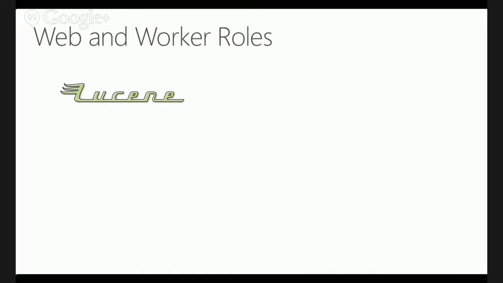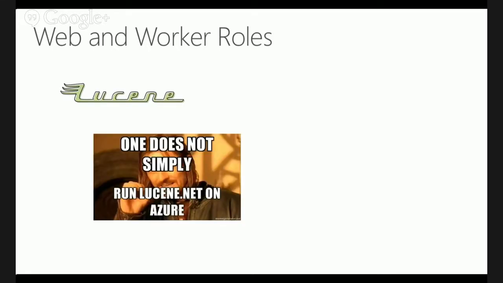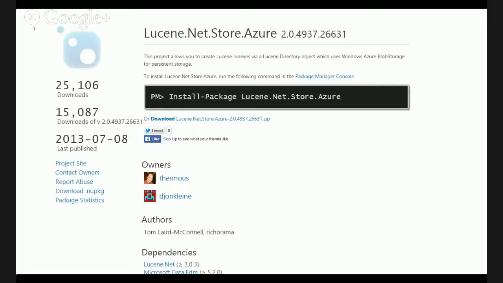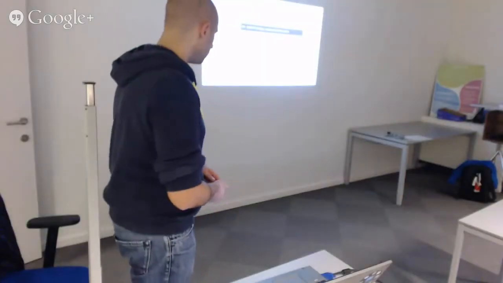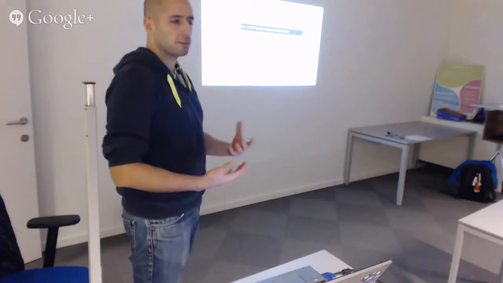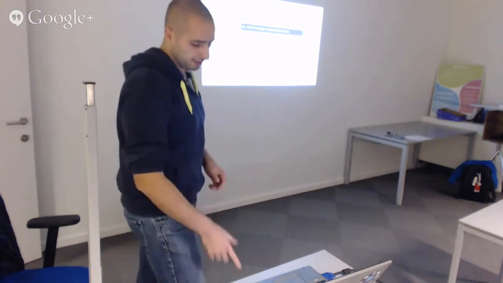Lucene uses a file in which it will store its index. So deploying this on web and worker roles without persistent local storage was a challenge. And of course, one does not simply put Lucene.net on Azure. So people from the community started building directories aimed at the Azure platform. There's a popular package on NuGet, the Lucene blob directory or the blob store, which allows you to put your index in blob storage. And this was one of the first steps of having a search solution in the Azure platform.